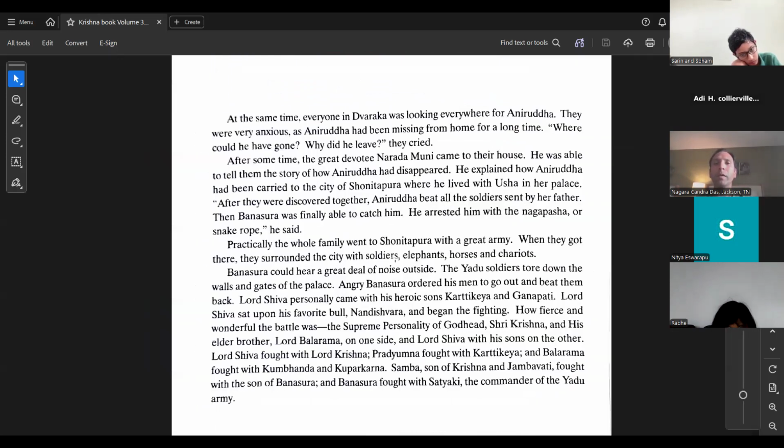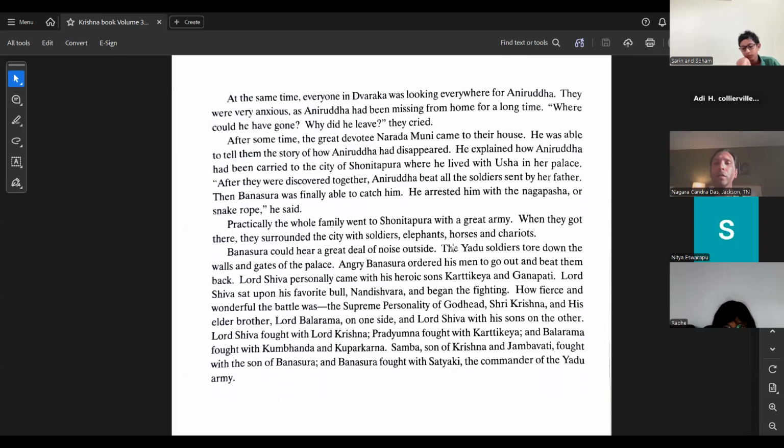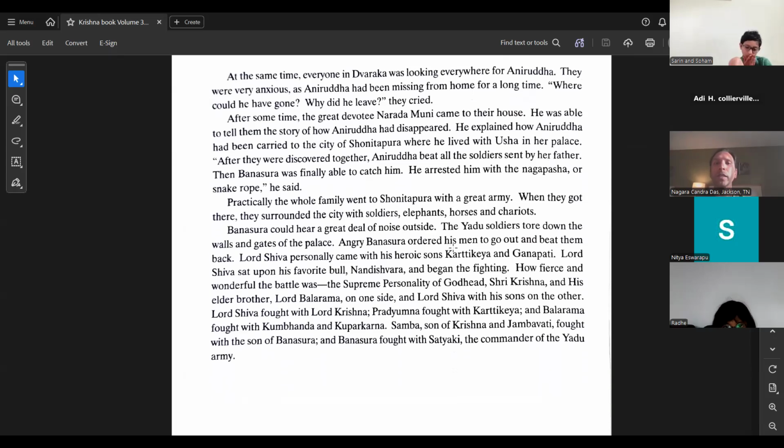At the same time, everyone in Dwarka was looking everywhere for Aniruddha. They were very anxious as Aniruddha had been missing from home for a long time. Where could he have gone? Why did he leave? They cried. After some time, the great devotee Narad Muni came to the house. He was able to tell them the story of how Aniruddha had disappeared.